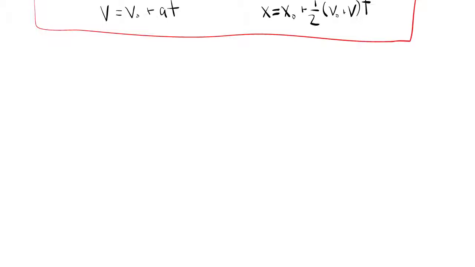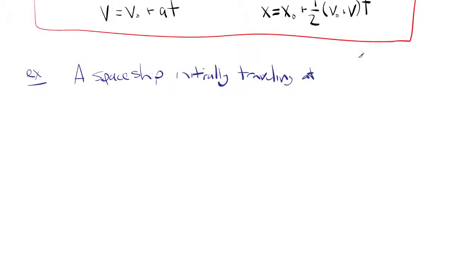And let's move over and do a different color. So here's an example. I like space, so I often bring in rockets. So let's use a spaceship this time. So we have a spaceship that's initially traveling at, what did I say? Oh, it's initially at rest. Read my problems before I write stuff. Initially at rest.